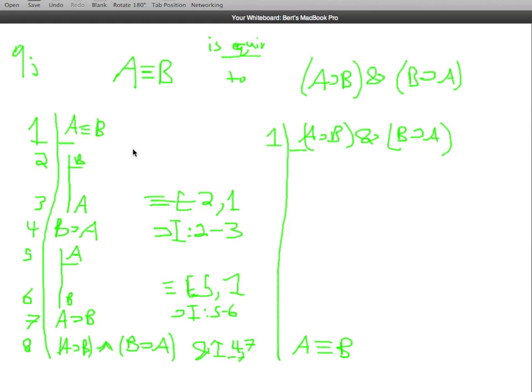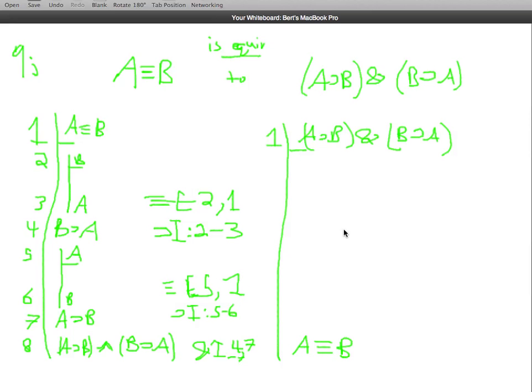Okay, so what I've shown in this derivation is that by assuming this sentence, A if and only if B, I can derive this conjunction. So this is half of the work I have to do to show that these two are equivalent, right? I was able to get this sentence from this sentence. And now we're going to do the reverse. So we're going to assume this sentence here and then try to derive A if and only if B.